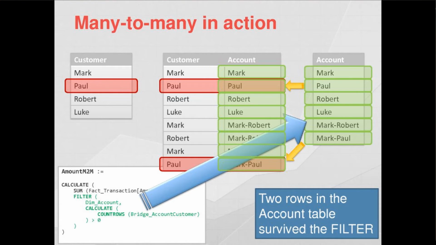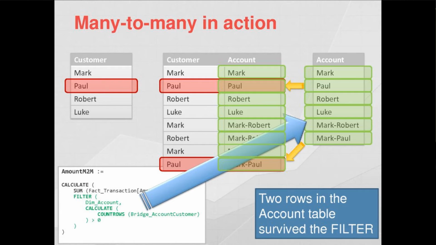Again, no way. The account Mark Roberts tries harder and says, I want to filter 2 rows from the bridge table because the relationship filters 2 rows there, but it has no hope, it will go away because no rows are visible. Finally, Mark and Paul will try to filter 2 rows, but again we want to look only at the intersection, and there is a row in the intersection between the 2 filters. So at the end, this Mark Paul survives the filter.